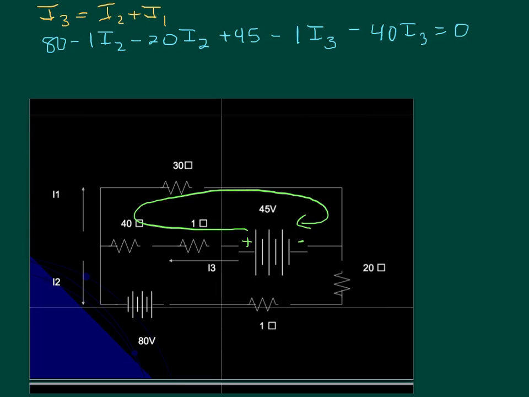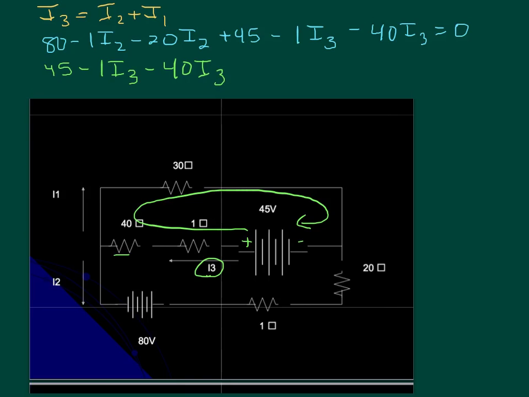And so our loop rule for the top one, notice I've changed colors, I often do this, is 45, the battery. And then we have a potential drop across the 1 ohm resistor here. So minus 1 I, and see how this is I3 now? So we're going to go 1 I3. And again, we're going to go through this one, minus 40 I3.